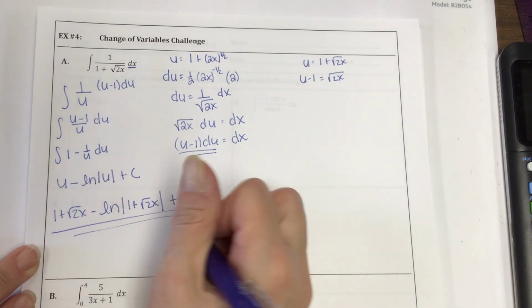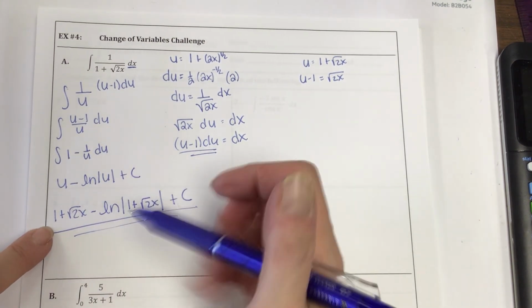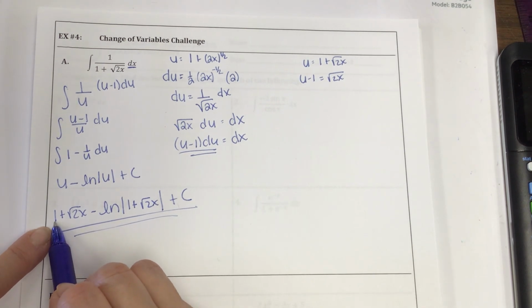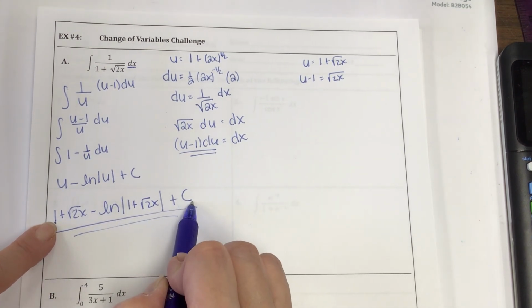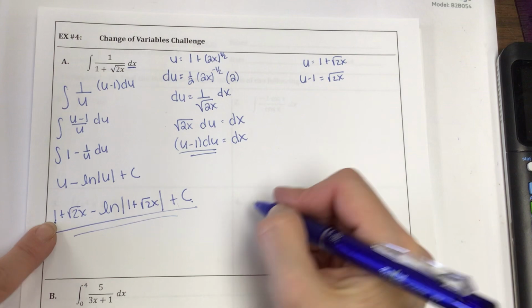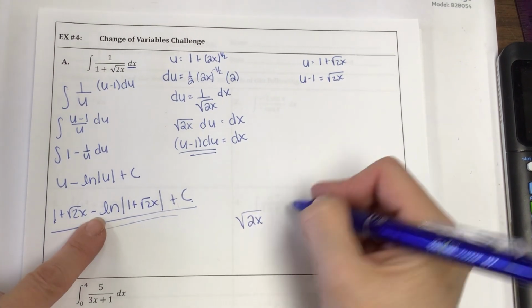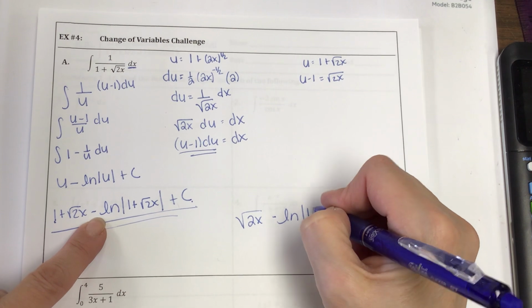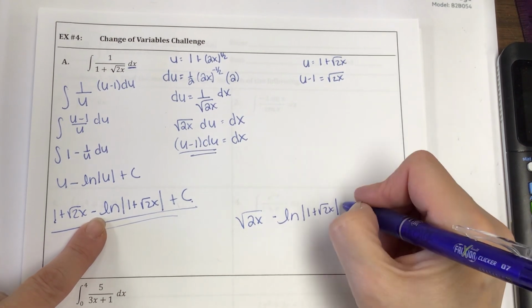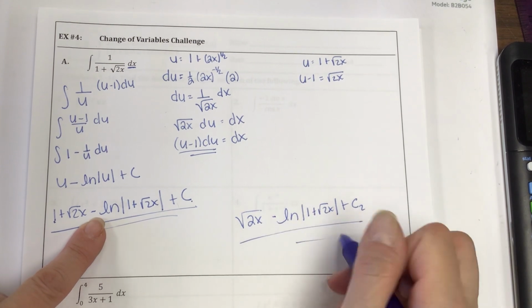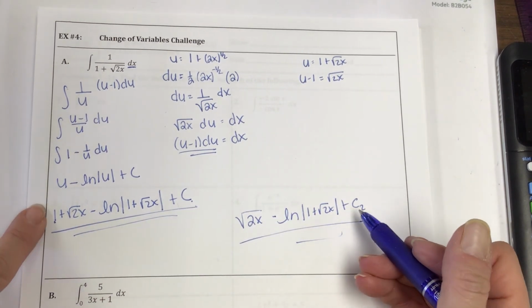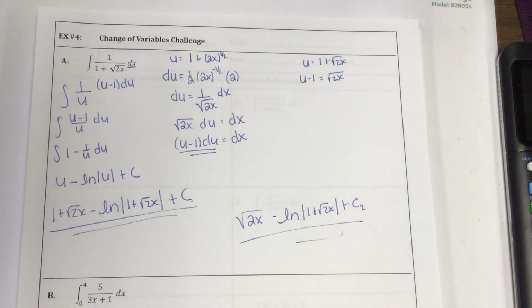So that would be true, but you could also see that since this is a constant, your constant could absorb that 1, couldn't it? Because a constant's a constant no matter what it is, yes? So you could also see it as the square root of 2x minus the natural log of the absolute value of 1 plus the square root of 2x plus some other constant. Of course, this c is not the same as this c because we've added 1 to it, but it's still a constant. Does that make sense to you? So if your constant just disappears, that's still a possibility as long as you have plus some c.